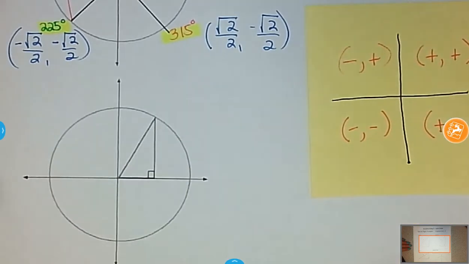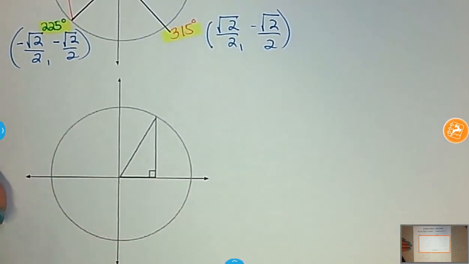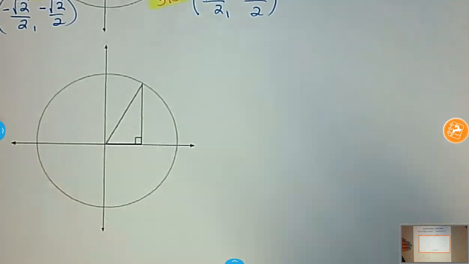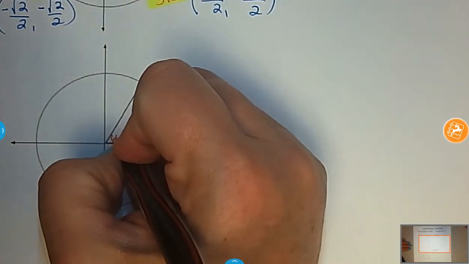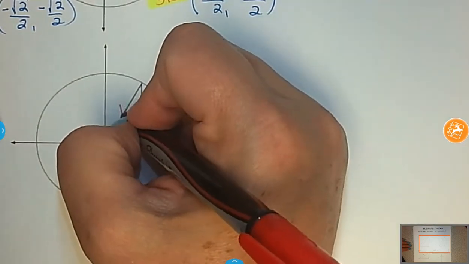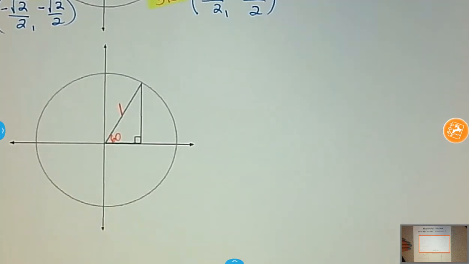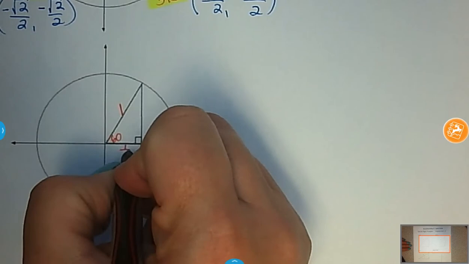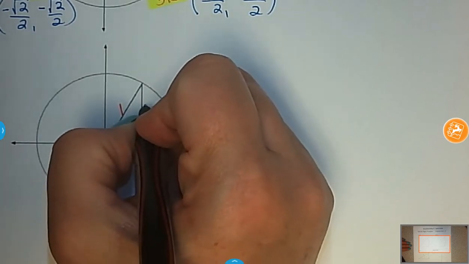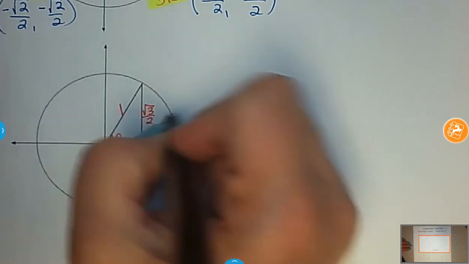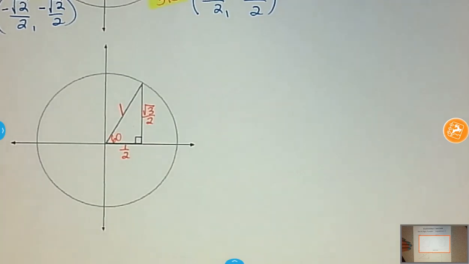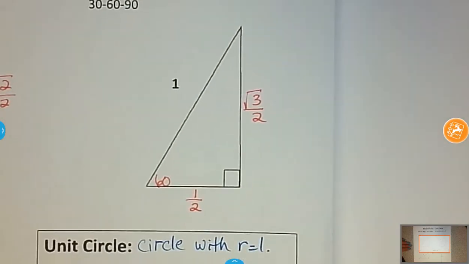All right? Next triangle. This is a 60-degree angle. The hypotenuse and radius are still 1. So let's fill in our sides. The short leg is 1/2. Long leg is square root of 3 over 2. Remember, we did it over here when we started this set of notes.